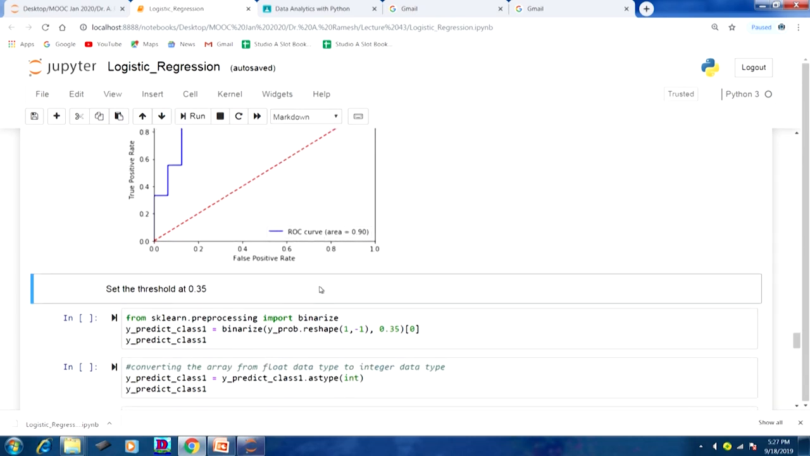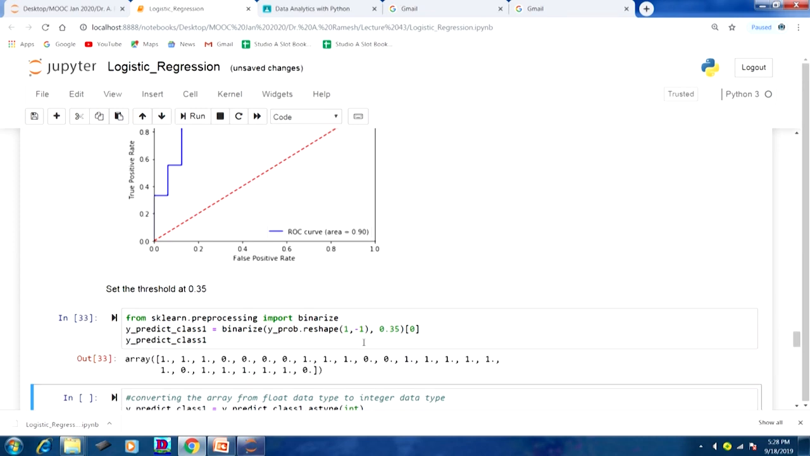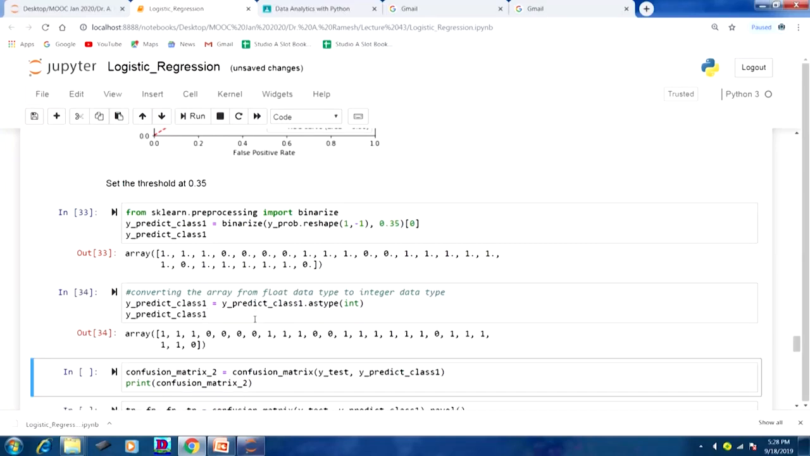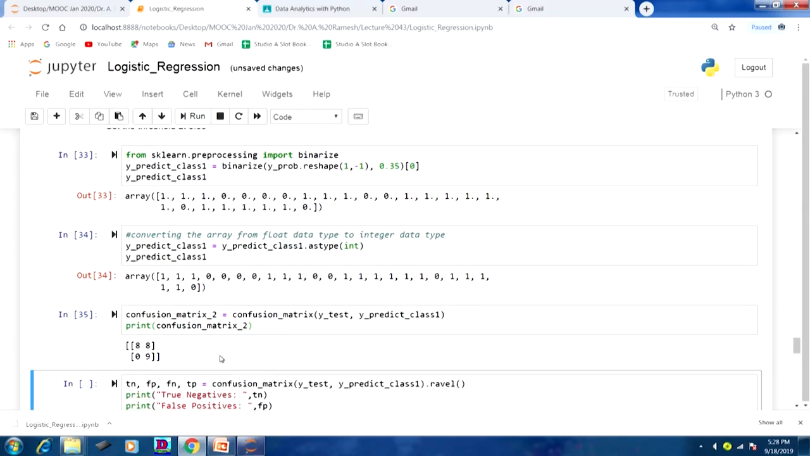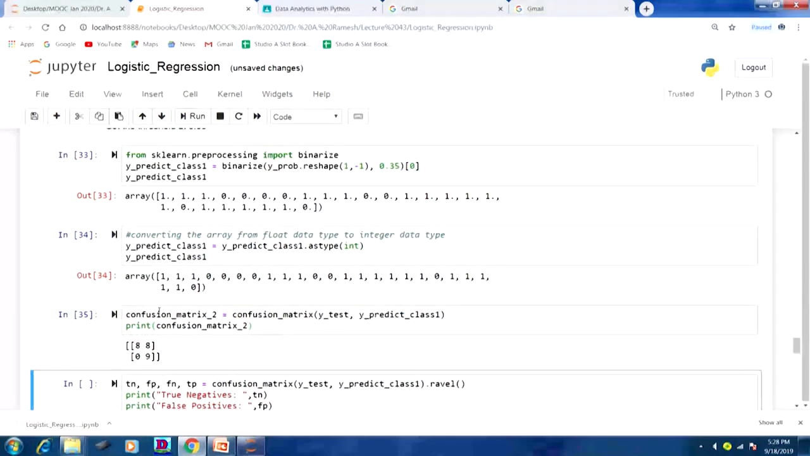Now, let us randomly give a different threshold value and see how the ROC curve appears. Suppose I have taken 0.35 as the threshold value. Let us see what the ROC curve is for this value. So, I have predicted values, then I need them in integer form, so I have taken integer form. Then I am going to draw the confusion matrix. See here the confusion matrix: true negative is 8 and true positive is 9, because here the value is 0.35. If it is 0.35, there is a higher true positive count, that is 9.